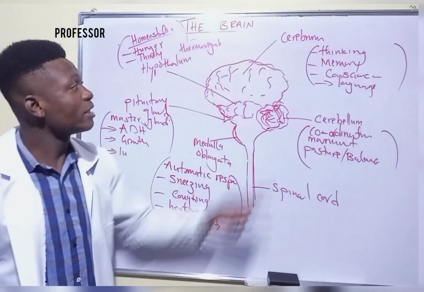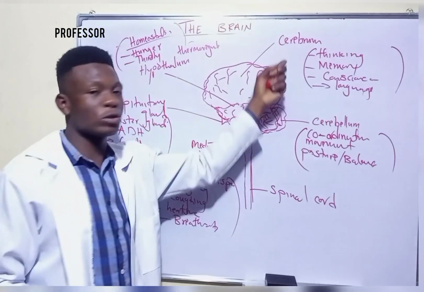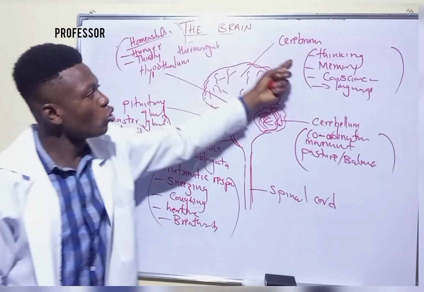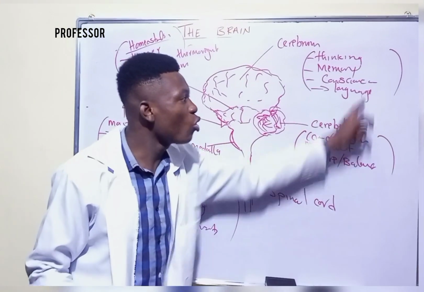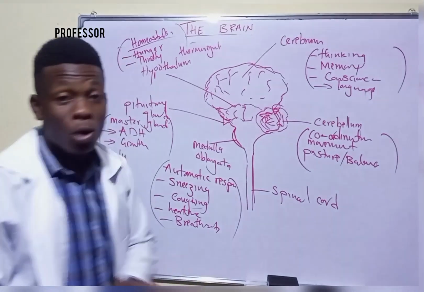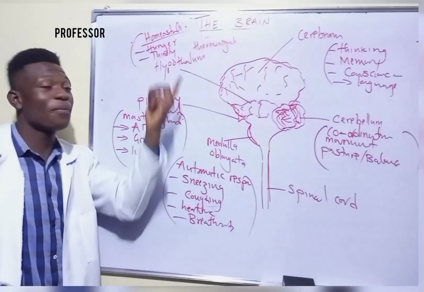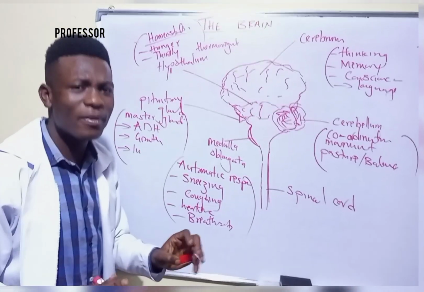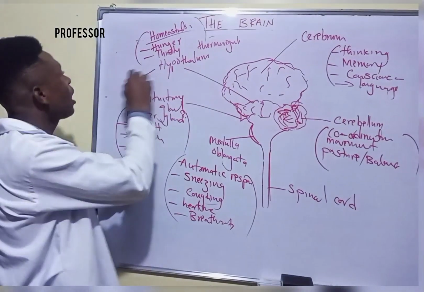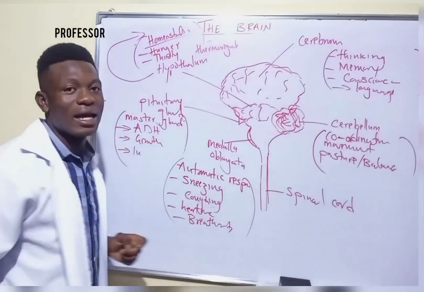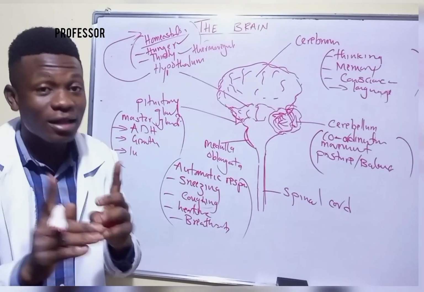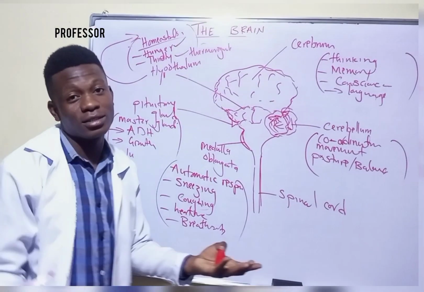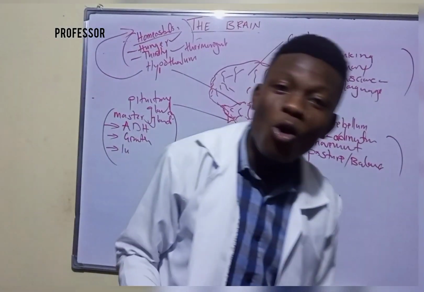The other one is the cerebrum. This is the biggest part of the brain. It is the center of thinking, memory, consciousness, and language. We have also talked about the hypothalamus. The hypothalamus is called the center of homeostasis. It controls hunger and thirst. And the last one, the pituitary gland, which is called the master gland.